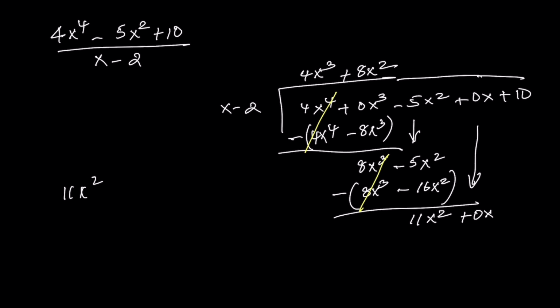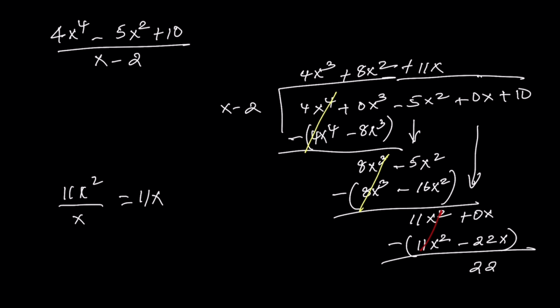Now divide 11x squared by x, giving 11x. Before multiplying, put a negative sign in front of the parentheses. Multiply 11x by x minus 2, giving 11x squared minus 22x. Subtract. The squared terms cancel. 0x minus negative 22x becomes positive 22x. Bring down 10.